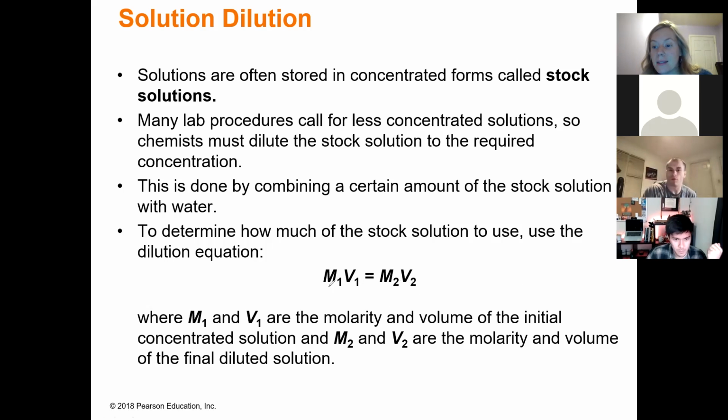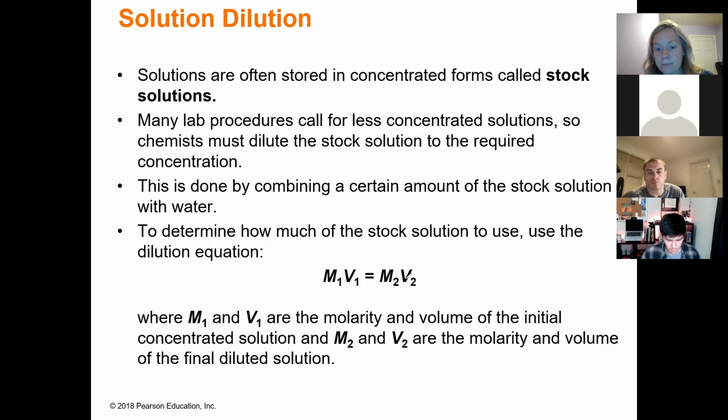The ones, because it's concentrated, are going to be a high concentration with a small volume. The 2s, because it's your diluted solution, are going to be a lower concentration with a much higher volume. How many variables do we have here? 1, 2, 3, and 4. So you'll be given 3 of the 4 and you solve for the 4th. You may be given the 2 initial things and 1 of the final things. You may be given 2 of the final things and trying to find something about the initial.